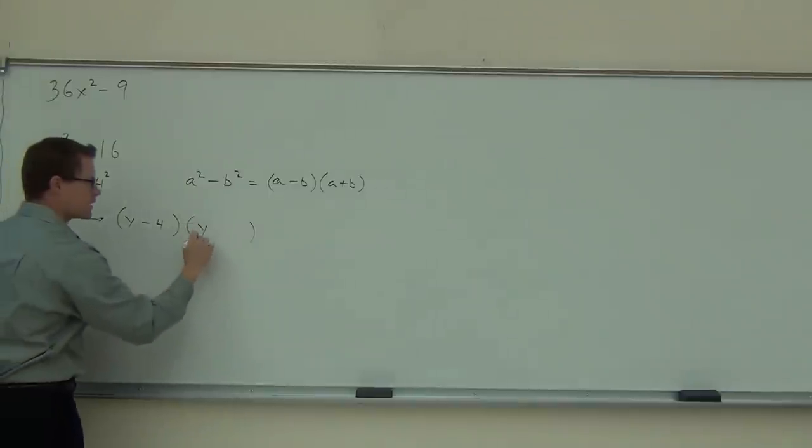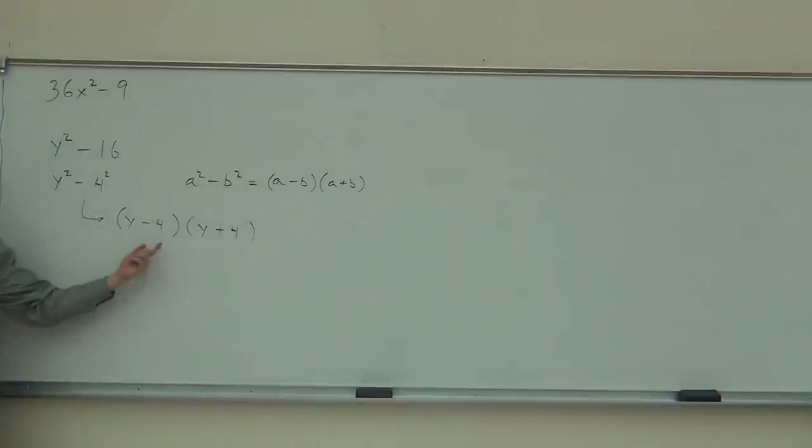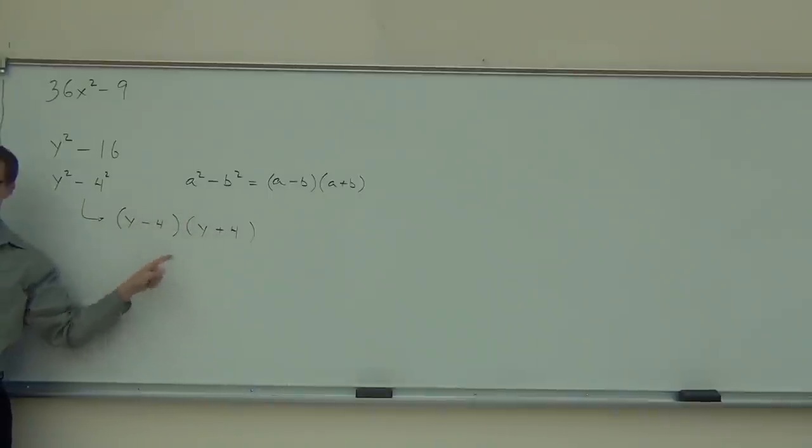Y plus 4. Are you starting to see that these signs have to alternate in order for a difference of squares to work? This is the middle terms canceling out. That's what those different signs are doing. You get the y squared plus 4y minus 4y. That's where they disappear. And we have the minus 16.